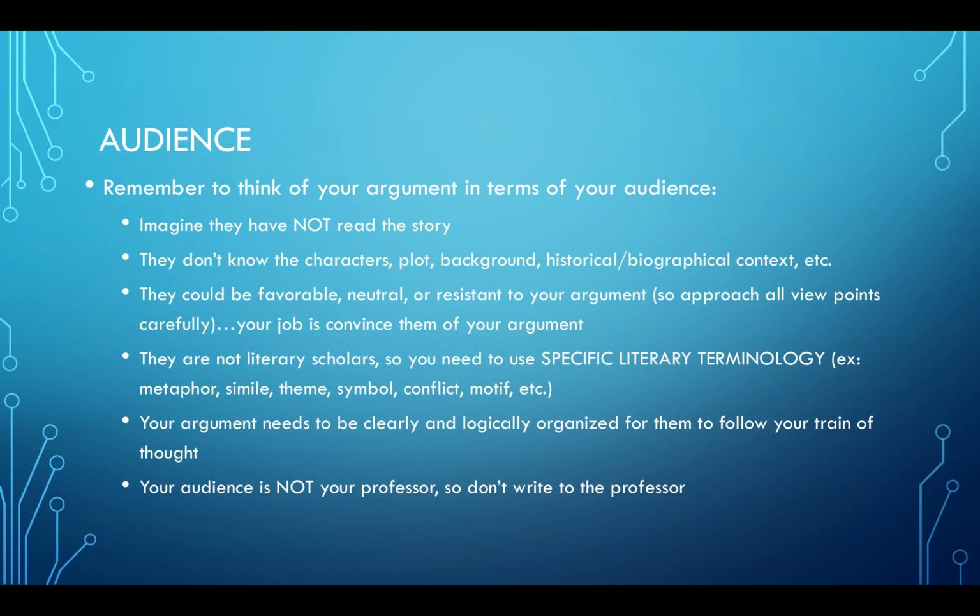So you also want to think about how your audience could be favorable, neutral, or resistant to your argument. You don't know where they lie on that spectrum, so you have to approach all these viewpoints very carefully. Your job is to convince them of your stance about this text. So if, for example, say I was writing about Edgar Allan Poe, say I did The Tell-Tale Heart, and I was trying to convince my audience that the main character is schizophrenic, I would have to imagine that my audience may or may not be receptive to that idea, and I need to approach both sides very carefully. I can't just assume that they agree with me or assume that they disagree with me, because that would mean I would write my argument very differently.